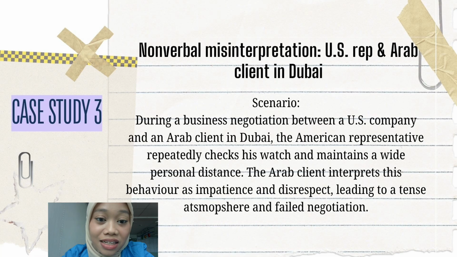And now for case number 3, what happened is non-verbal misinterpretation between a US company and an Arab client in Dubai. The scenario: during a business negotiation, the American representative repeatedly checks his watch and maintains a wide personal distance. The Arab client interprets this behavior as impatient and disrespectful, leading to a tense atmosphere and a failed negotiation.